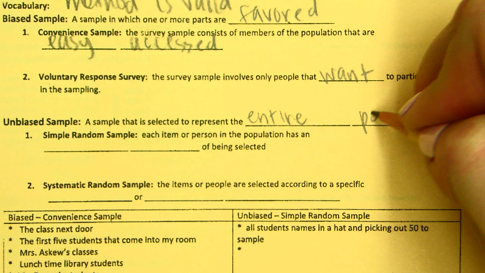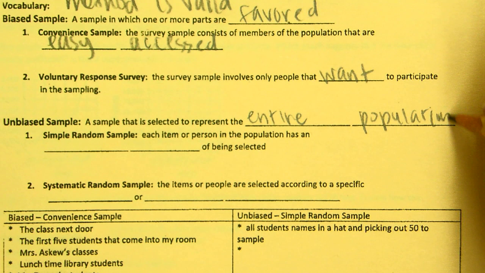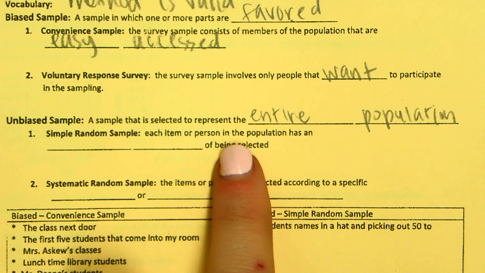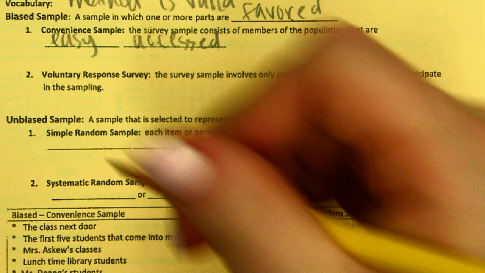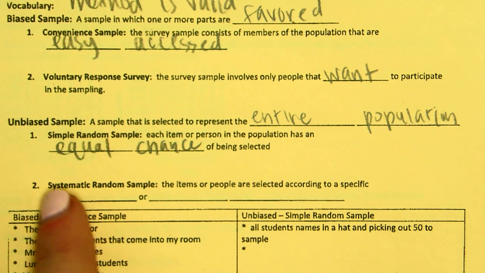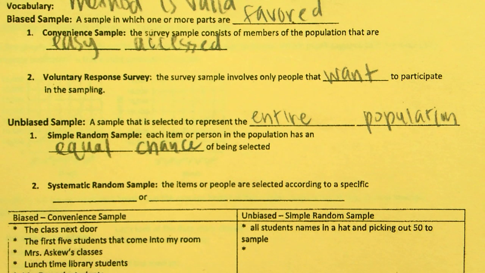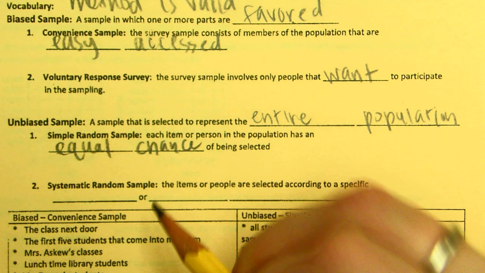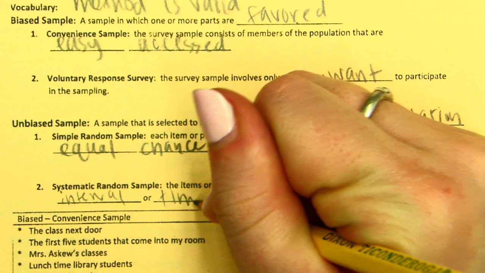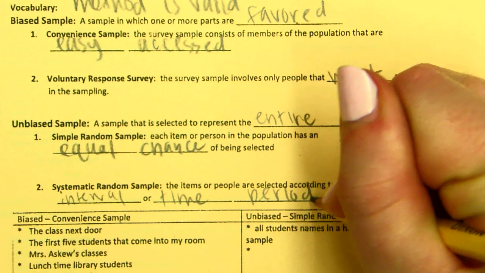We're going to go over two different types of unbiased sampling methods. One is a simple random sample. Each item or person in the population has an equal chance of being selected. A systematic random sample is when the items or people are selected according to a specific interval or time period. So these are both valid unbiased methods.